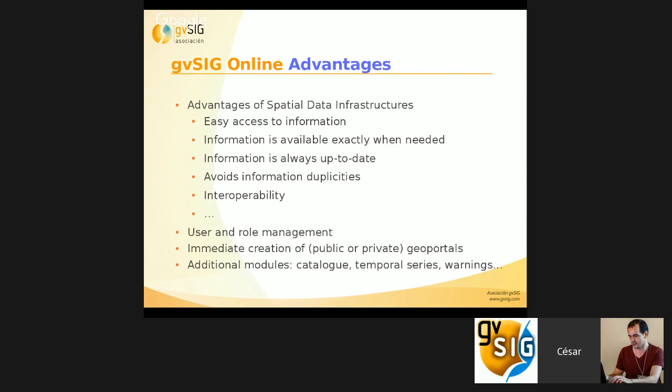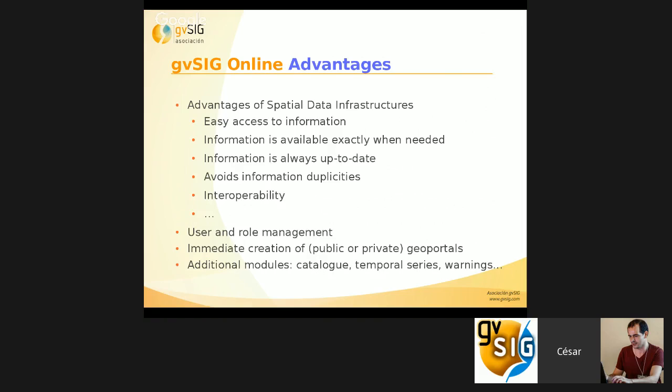gvSIG Online has all the advantages of a spatial data infrastructure. It provides easy access to information. Information becomes available exactly when needed. Information is always up to date, because people are not maintaining different versions of the same layer on their own computer. Everything is on the servers. So it also avoids information duplicities.